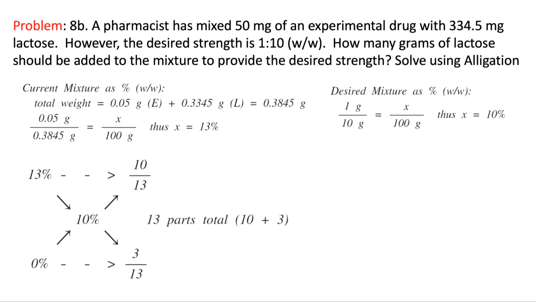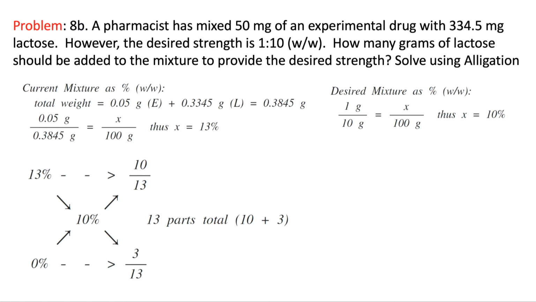The only other question is out of how many total parts, so we'll just add the parts. So we're going to take 10 parts of my experimental drug and 3 parts of my lactose, add those together. The total number of parts would be 13. So again, looking on top there, following the dashed arrows, for the 13% experimental drug that I have now, I'm going to need 10 out of the 13 parts to be that. On the bottom, for the lactose, I can see that I'll need 3 out of a total of 13 parts to be lactose. So where do I go now?